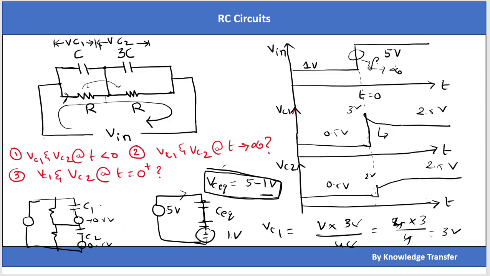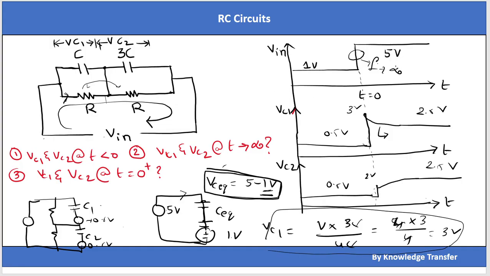But at t equal to 0, because there is a sudden change in voltage from 1 volt to 5 volt, there is a high frequency component. The capacitors will charge to some different voltage based on the VC equivalent. The capacitors are seeing 5 minus 1 volt, where 1 volt is the initial voltage. The C equivalent is seeing 4 volt. That's why we need to use this formula and write this one.